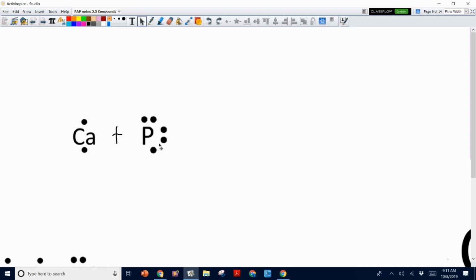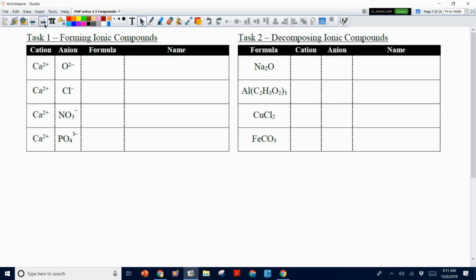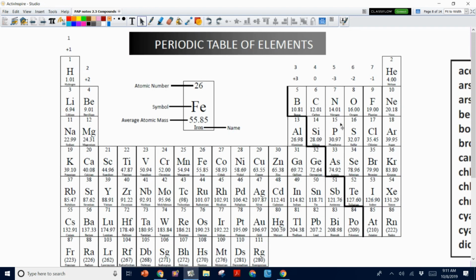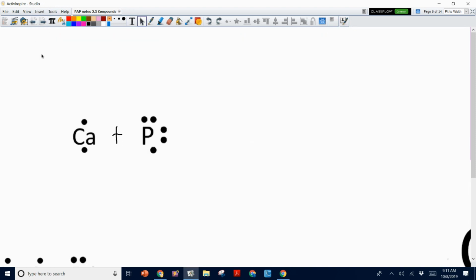Phosphorus, we see here, has 5 dots. So if we go over here to the periodic table and find phosphorus, which is right here, we see it's in group 15, or 5 valence electrons. Okay, so that's how we draw the Lewis dot structures.